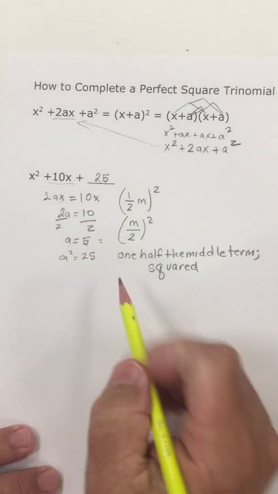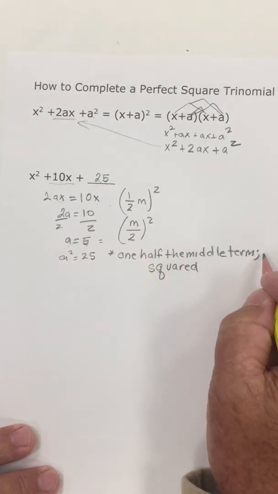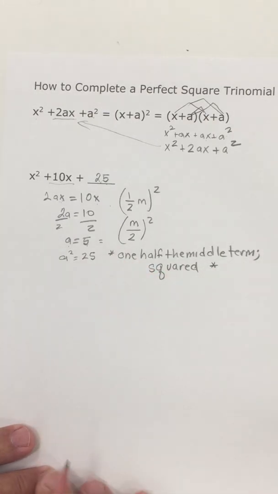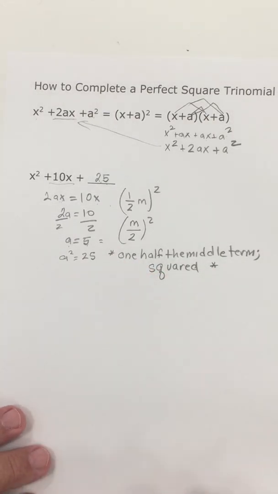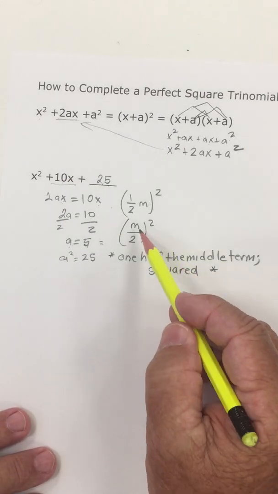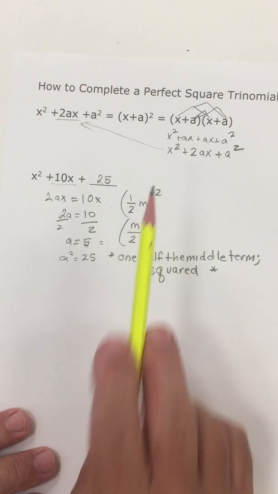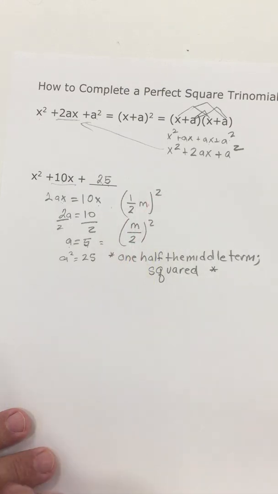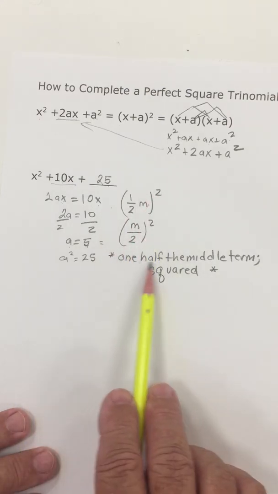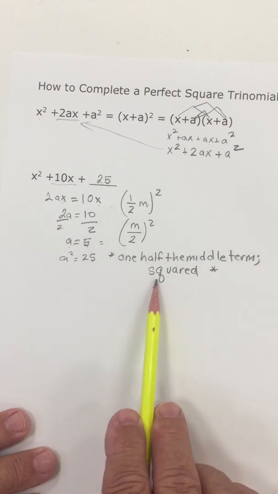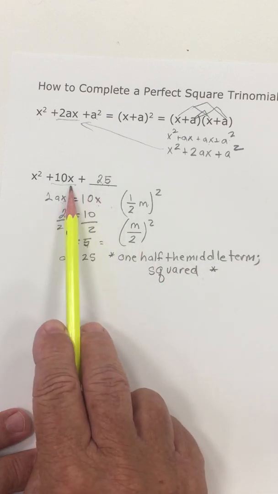All right, so please remember this. This will be a question, and it'll be a test question. So please remember that. You can remember any one of these 3. They all are the same. 1/2 the middle term squared, or the middle term divided by 2 squared. 1/2 the middle term squared is the same thing.